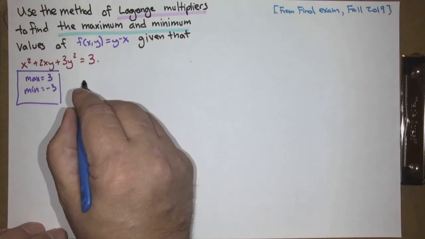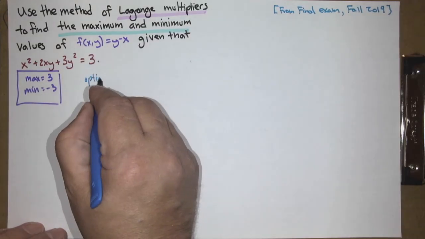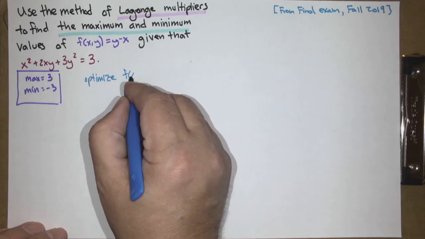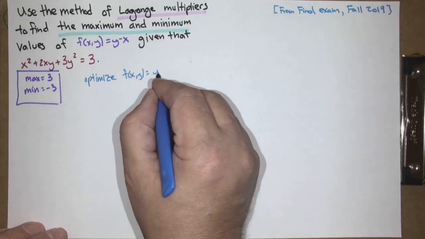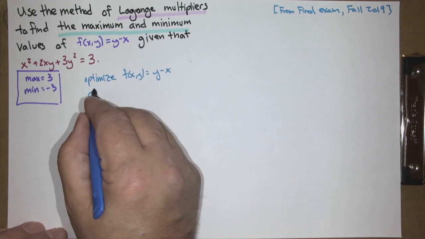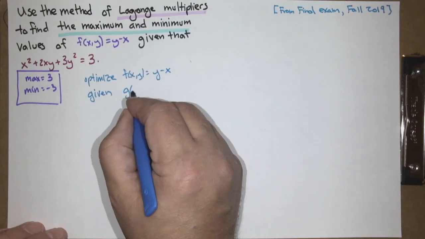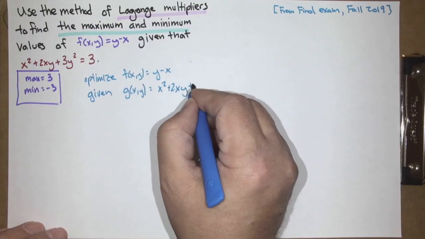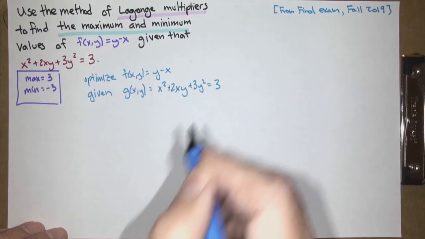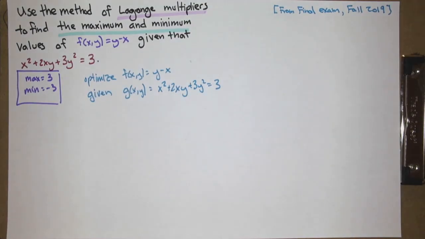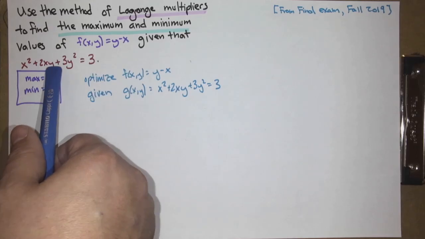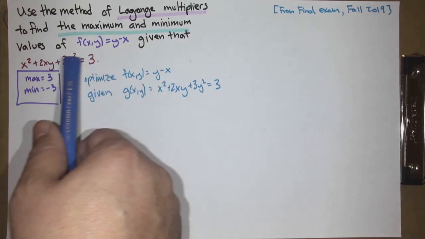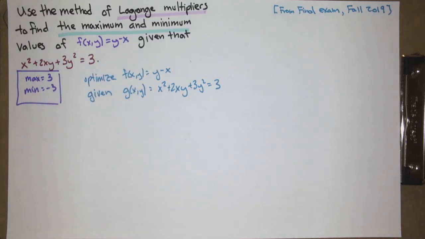So we have our function to optimize, f of x, y equals y minus x, and our constraint g of x, y, which is x squared plus 2xy plus 3y squared equals 3. Very rarely will they do something sneaky like put variables on both sides. If they put variables on both sides, move everything to one side. All right. So, what's the plan?